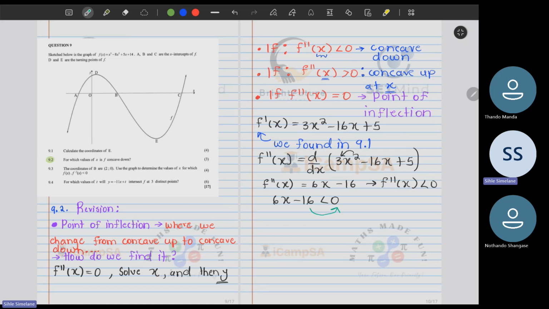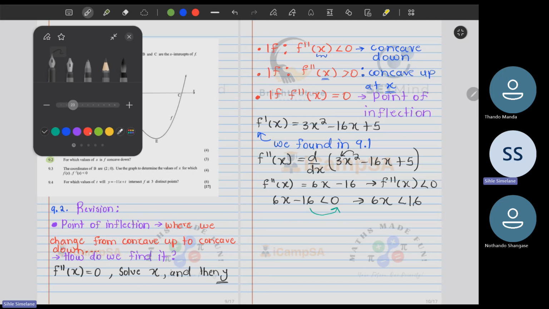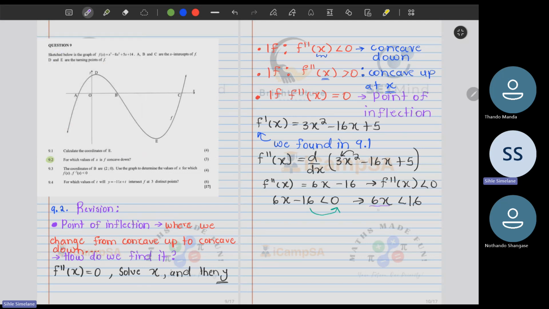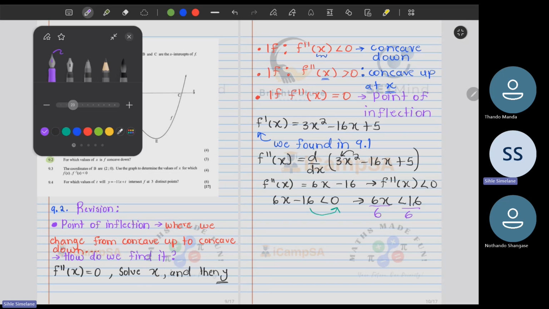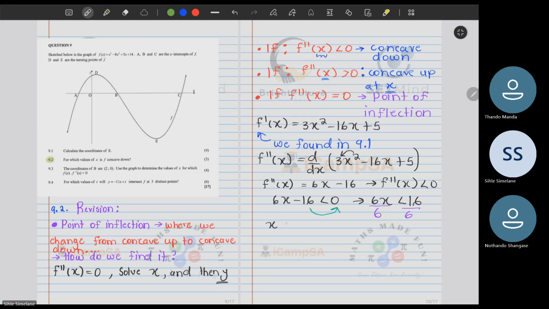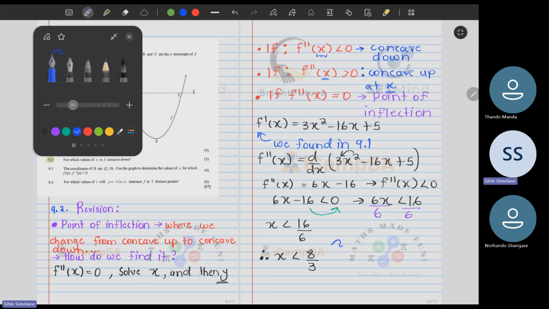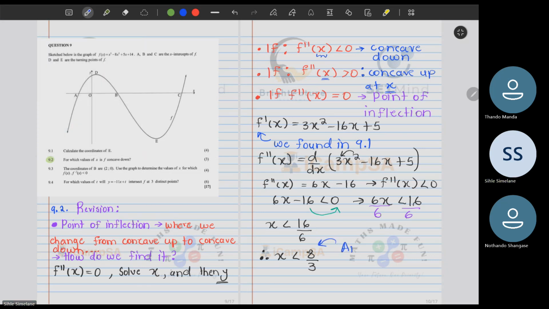Simple maths, we can transpose such that what we end up having is 6x is less than 16. Guess what? We can divide by 6, divide by 6. So you will see that our x will be less than 16 divided by 6, which when we simplify it, there's a common 2 which will divide, leaving us with x is less than 8/3. So this here becomes our answer.